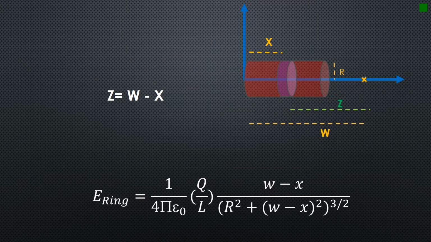From the image we can see that the distance z is equal to the distance w minus the distance x. Now we plug in this equation for the distance z into our equation for the electric field of the ring, and we get the electric field of the ring is equal to 1 over 4 pi epsilon naught times Q over L times (w minus x) divided by (r squared plus (w minus x) squared) to the 3 halves.